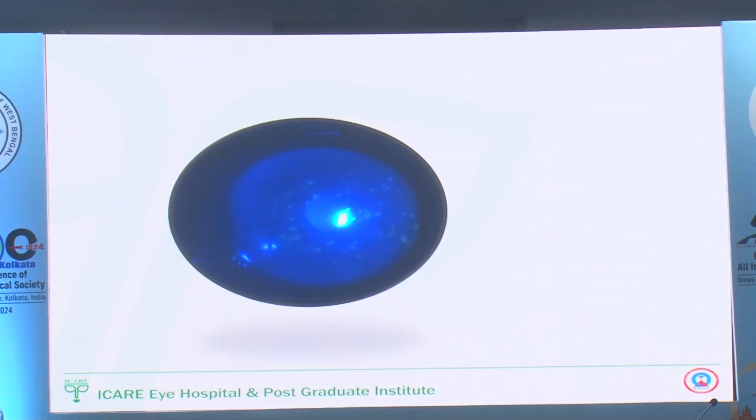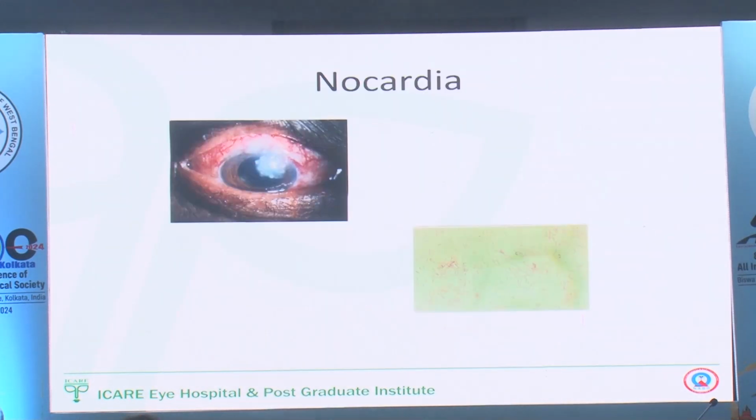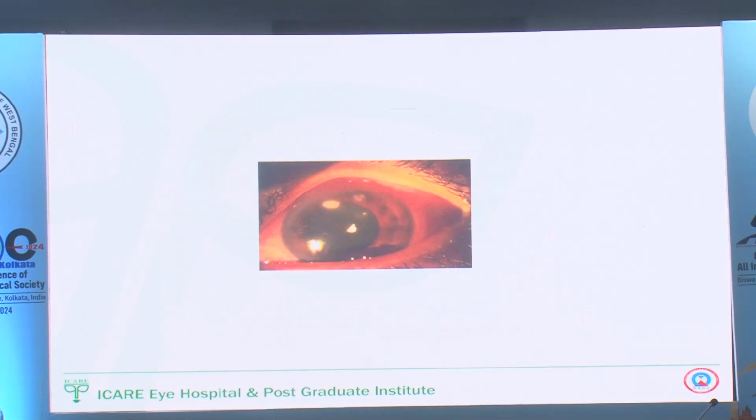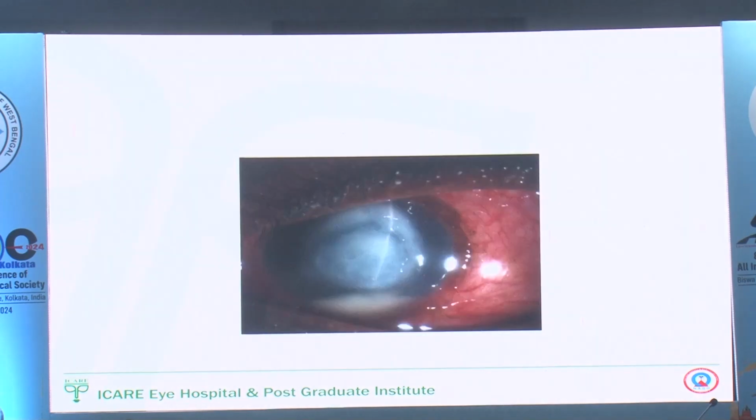Here you can see raised stuck-on SPKs. Nocardia: you can see peripheral pinhead-shaped dots, and filamentous beaded bacilli can be seen on scraping. Fungal keratitis, traditionally known as dry infiltrates, and here you can see various kinds. Here in a contact lens user, you can see two infiltrates with a satellite lesion.